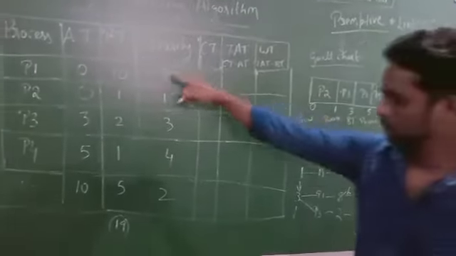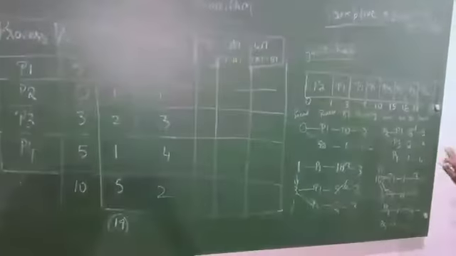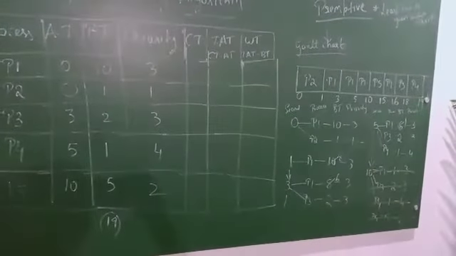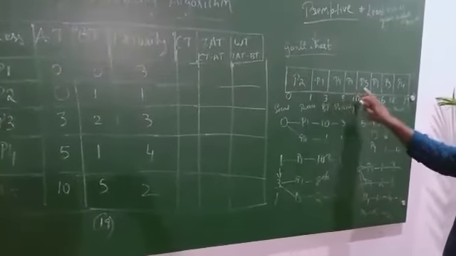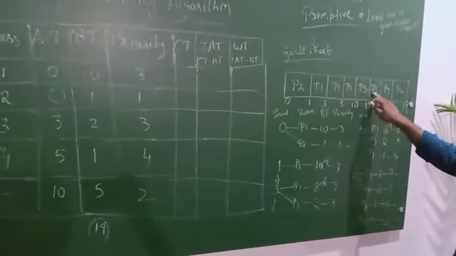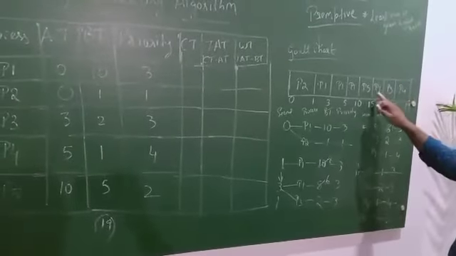See here, what is the total burst time? 19. Hope you understood this one. Okay, now I'll go with completion time. P1 is here, here, here, here. So here you will need to construct towards the right.